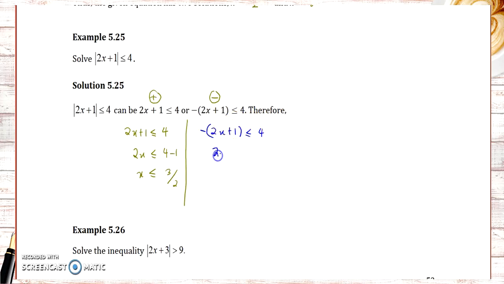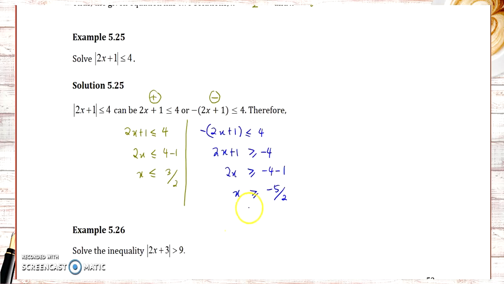Therefore, we get 2x plus 1 greater than or equal to negative 4. Now eliminate 1 from the left hand side. So we get 2x greater than or equal to negative 4 minus 1. Eliminate 2 from the left hand side, gives us x greater than or equal to negative 5 over 2.